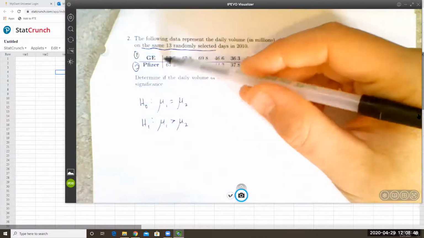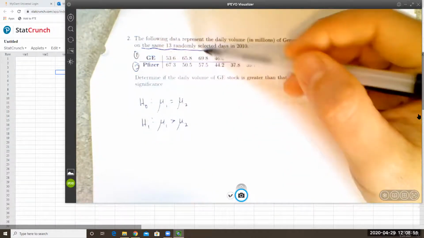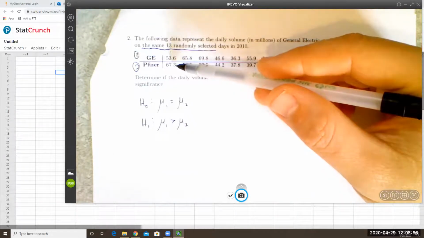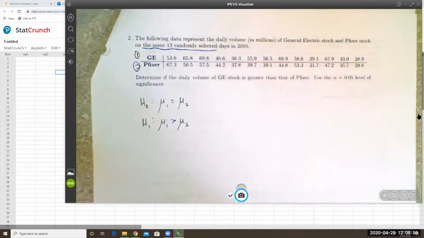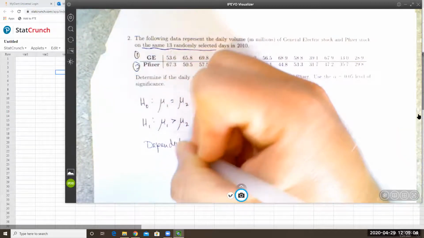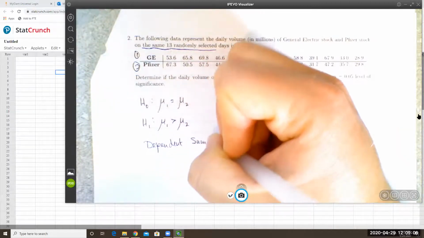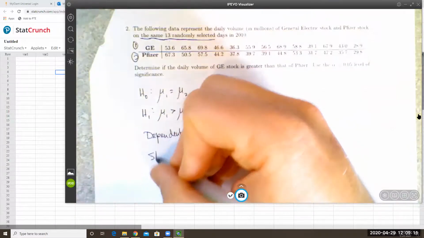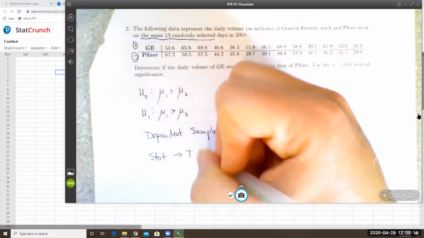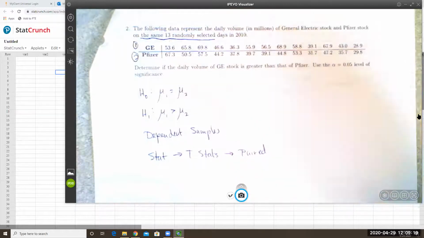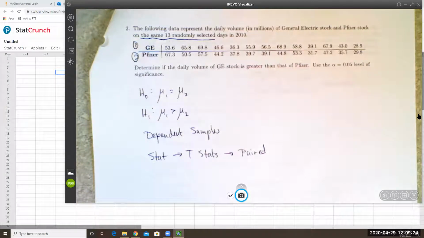Each one of these ordered pairs is a matched pair, right? This is the GE stock on a certain day, and this is the Pfizer stock on that same day. So they're matched pairs. This is dependent sampling for sure. Okay, so when you're testing two means and the samples are dependent, that's when you go to Stat, T Stats, Paired. Okay, so let's go to StatCrunch and do that.